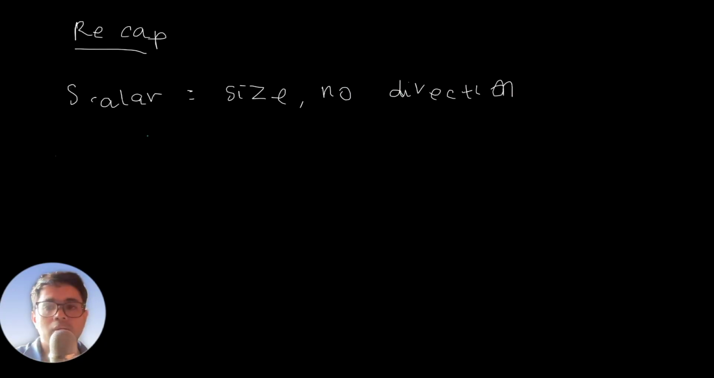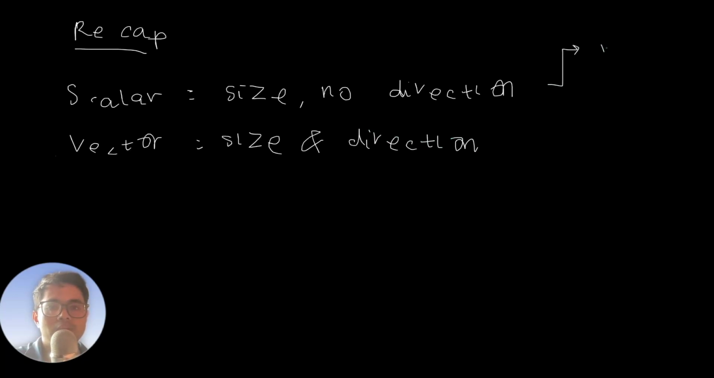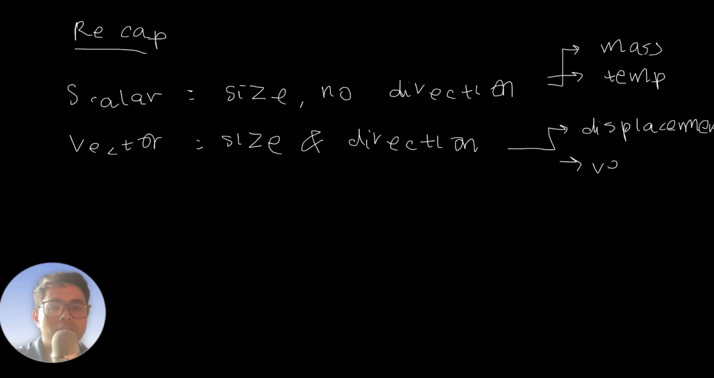Let's recap. A scalar has just size, no direction. A vector has size and direction. Scalar examples are mass and temperature, and vector examples are displacement, velocity, and acceleration.